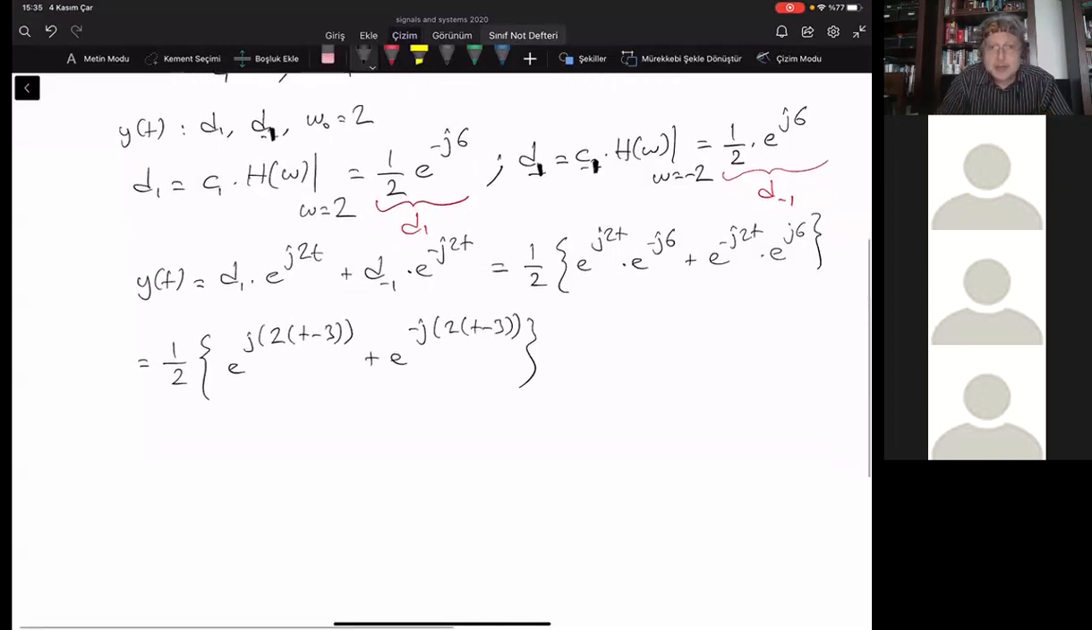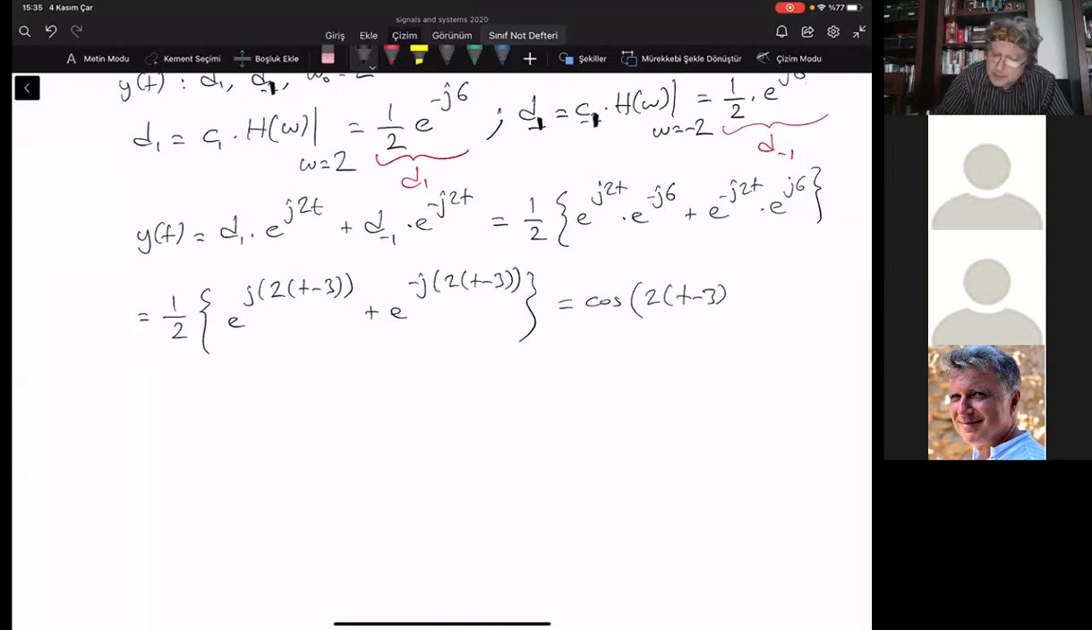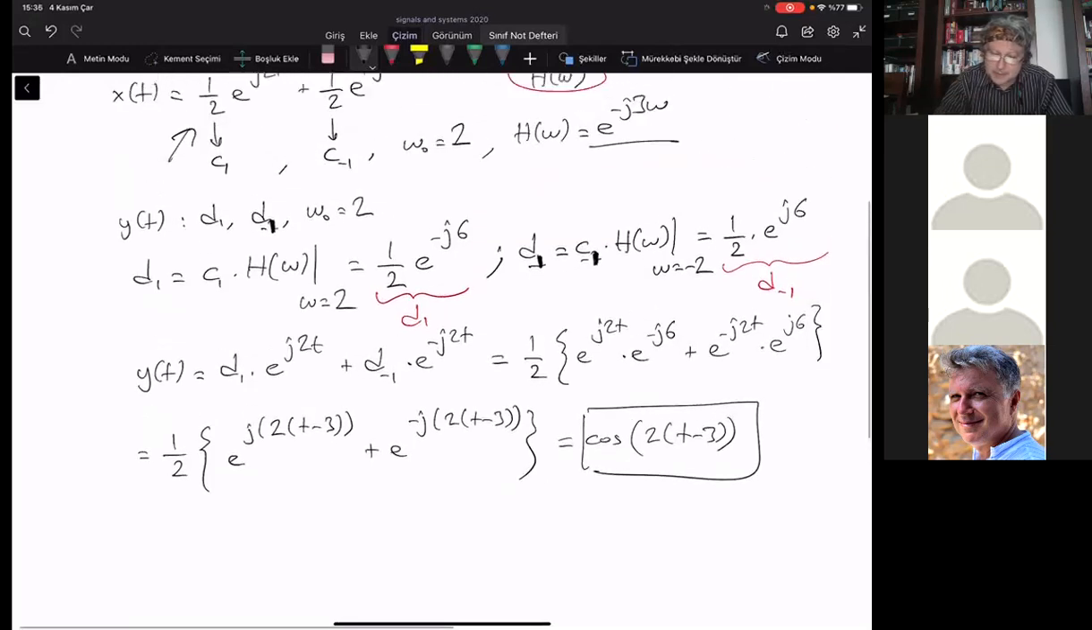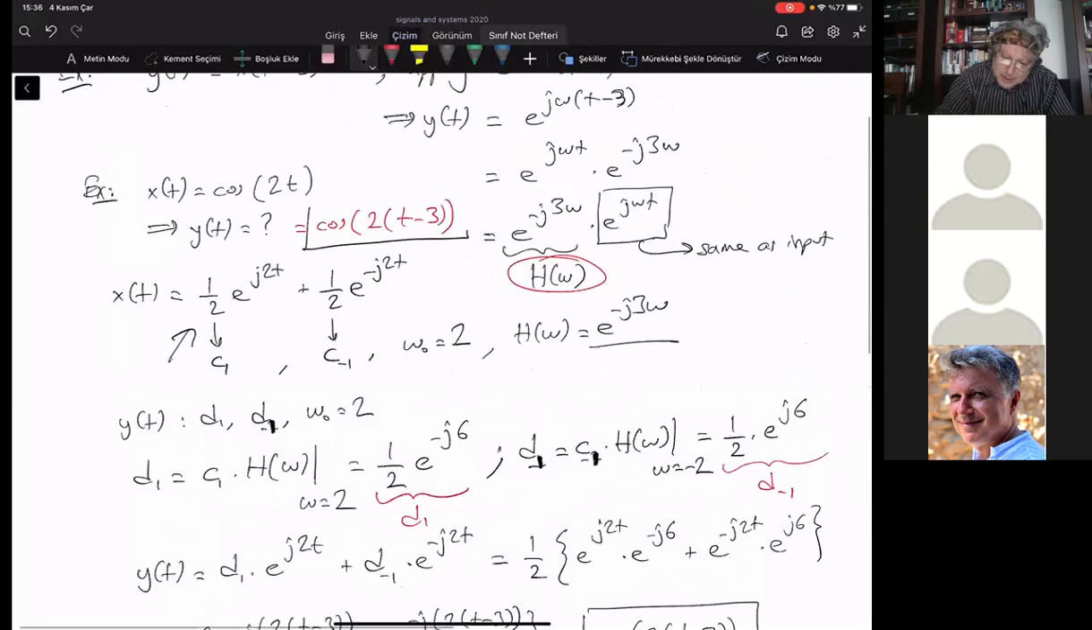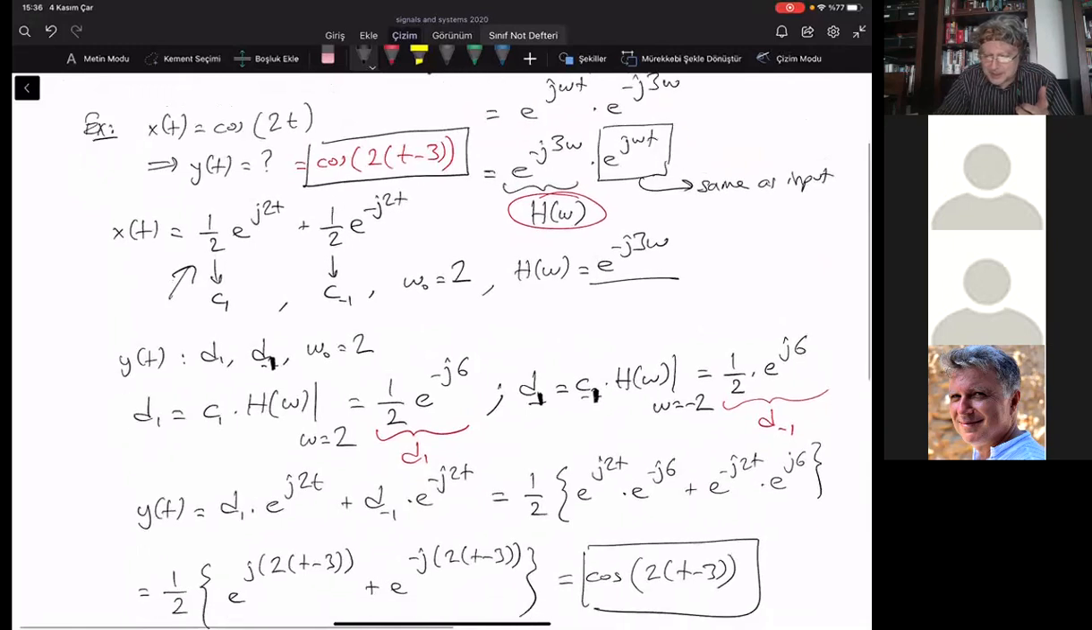Okay, good. Now, as you see, it's in the form of e to the j alpha plus e to the minus j alpha over 2. Therefore, it's a cosine of that alpha, and that is cosine 2t minus 3. So we found it. You remember this answer? It was here, the same. Good for us. It shows that the formulations are correct.